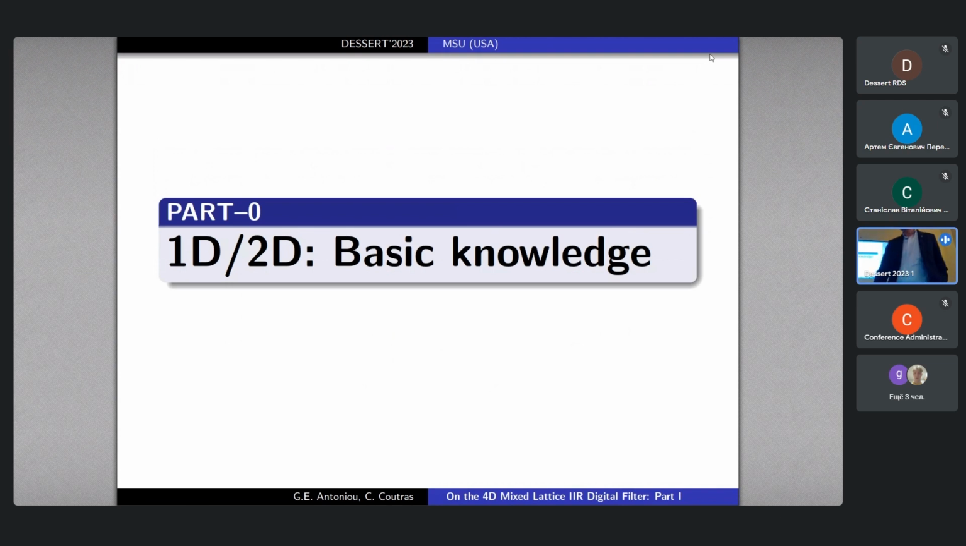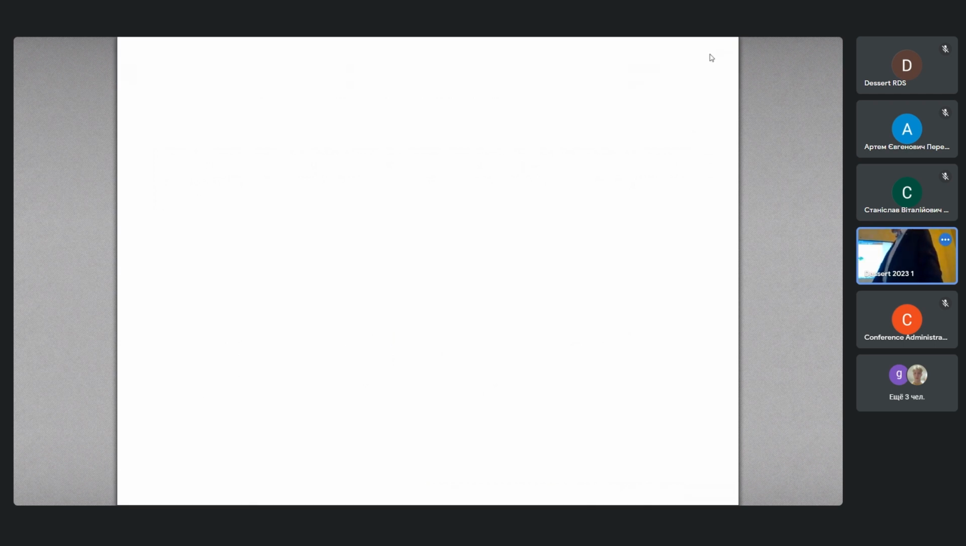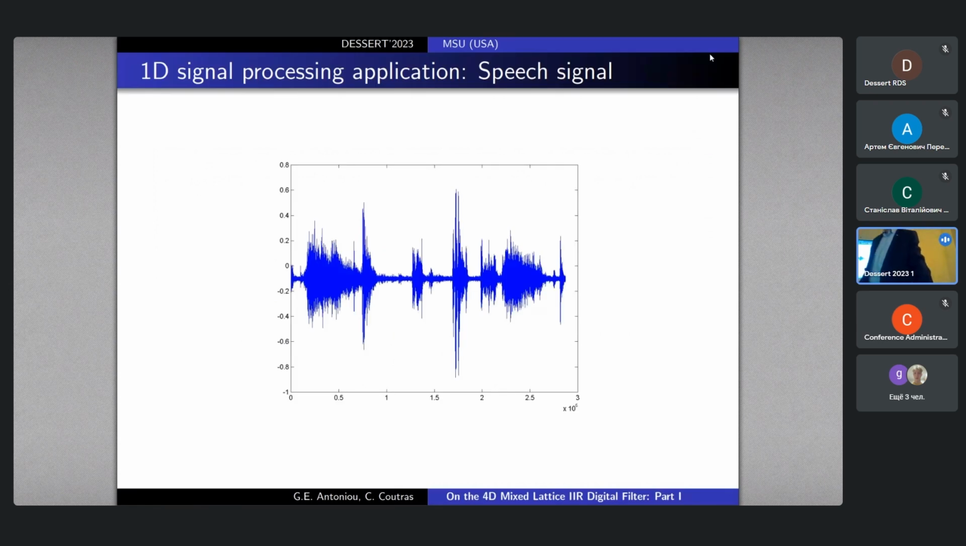Okay, 1D, 2D, basic knowledge. 1D example: a function of one variable, 2x plus 1. This function has a root, correct? Also, this is a quadratic, which has 2 roots, as we know from high school. Therefore, 1D is voice, the conventional signal.